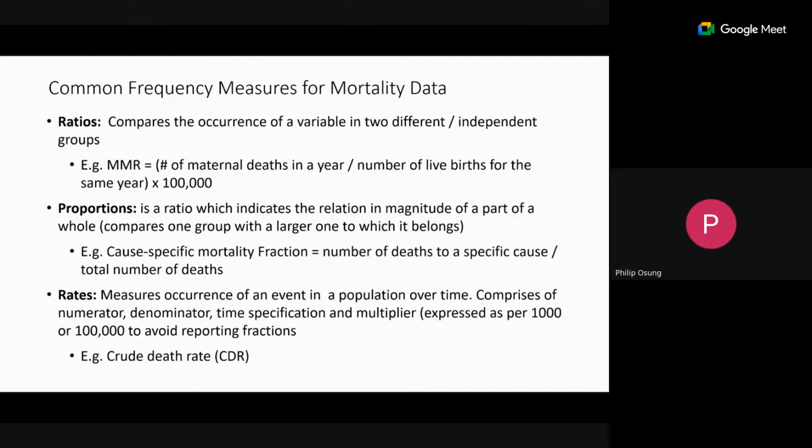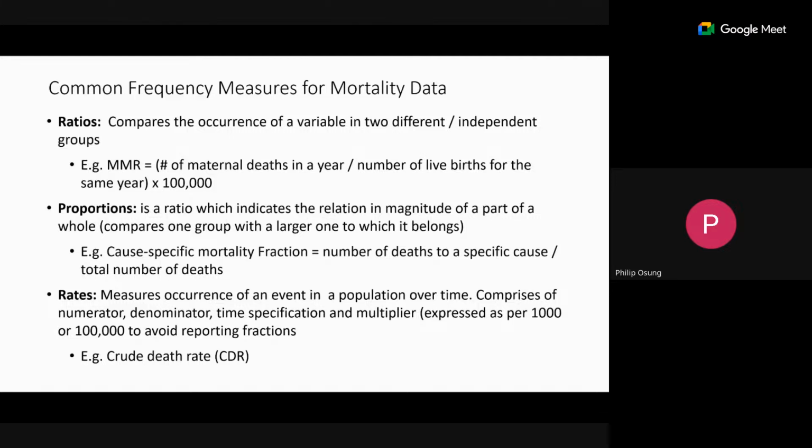I'll continue. So for ratios, ratios compare basically two populations, the occurrence of a variable in different populations. The most common example that we use here is the maternal mortality ratio and then the maternal mortality rate. I would have loved to ask what the difference between them is, but it's fine. For the maternal mortality ratio, that's what we mostly report. It shows the occurrence of maternal deaths per live births. For that, the denominator is the number of live births in the population.